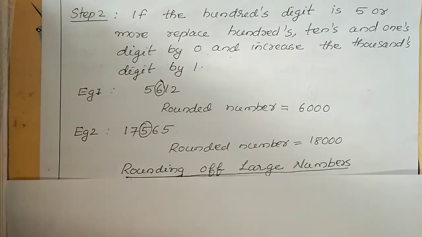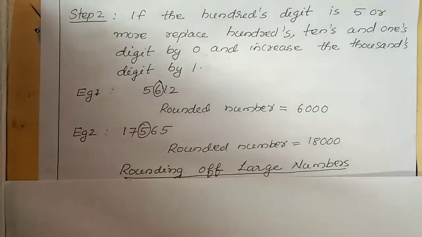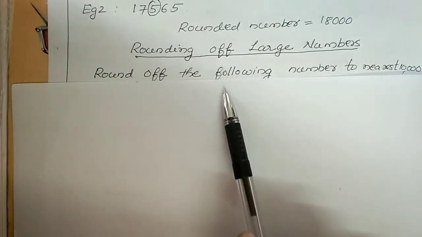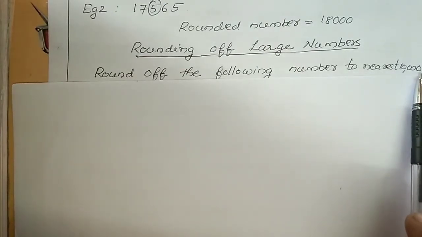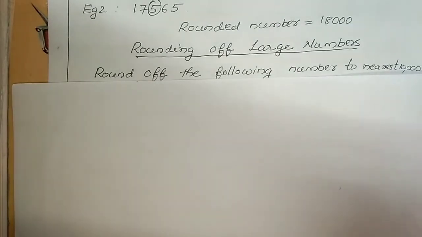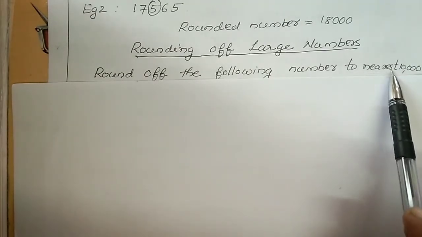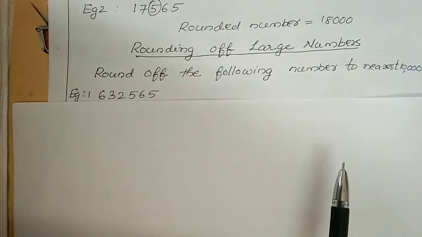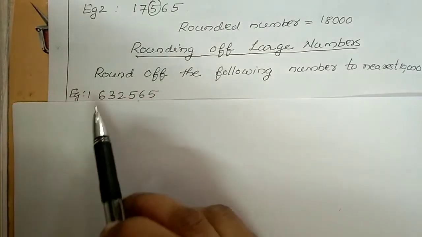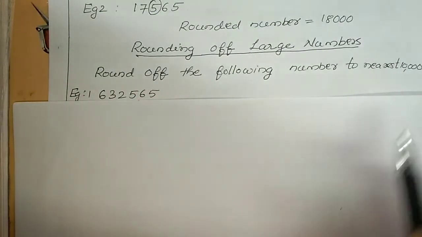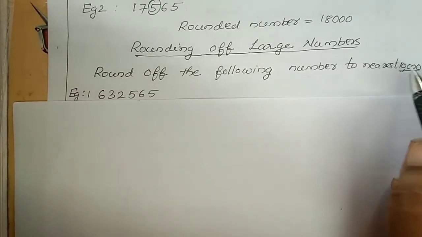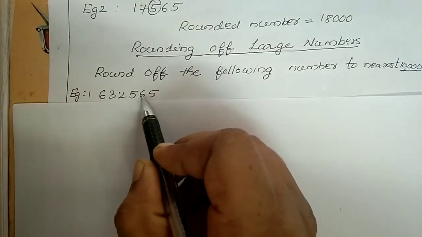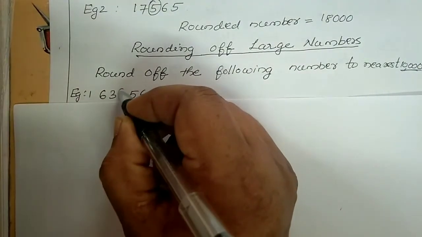Okay. Then rounding of large numbers. Round off the following numbers to the nearest 10,000. Here also we use the same rule as for tens, hundreds and thousands. If your question is round off to the nearest 10,000, one example, 6,32,565. Here our question is round off to the nearest 10,000. In that case, you check the thousands place number, counting ones, tens, hundreds and thousands place.